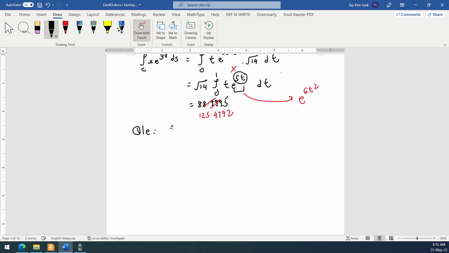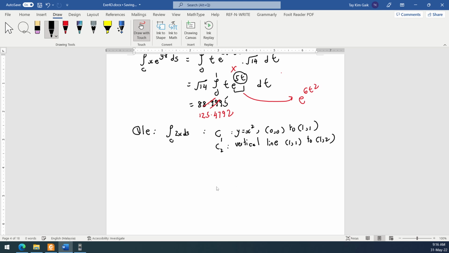Okay, 1A, integrate 2x ds along curve C, where C has C1, which is the parabola y equals x squared from (0, 0) to (1, 1), followed by the vertical line from (1, 1) to (1, 2). So you have two different curves.